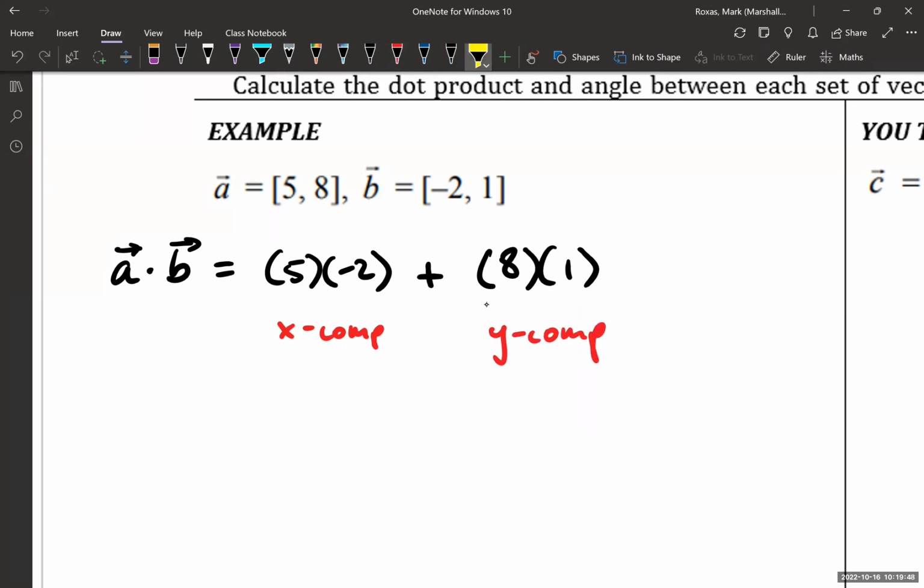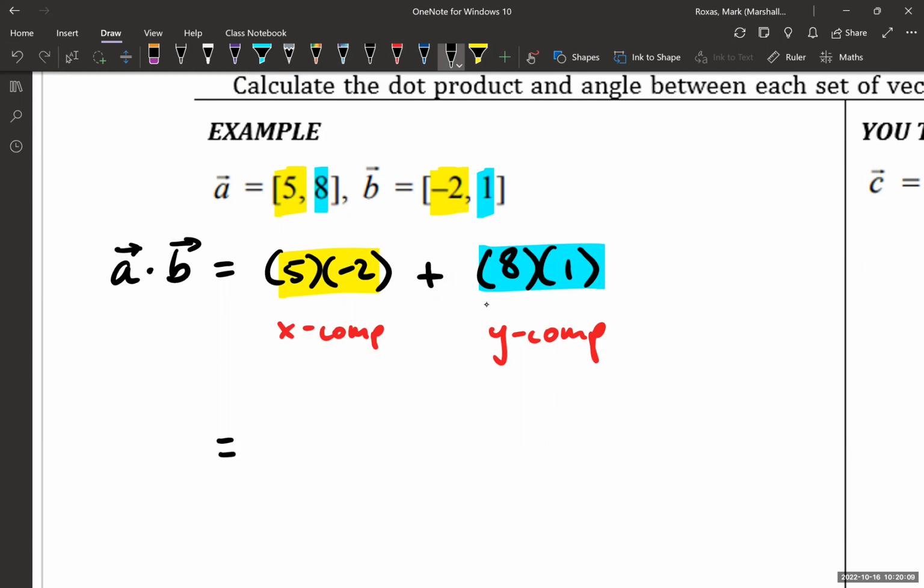Always make sure you do them in the correct order: x components, then y components. Sometimes the mistake that happens is students will multiply these two components together and then these two components together, then add them. That would not be the correct way to go. So x components first, then y components.